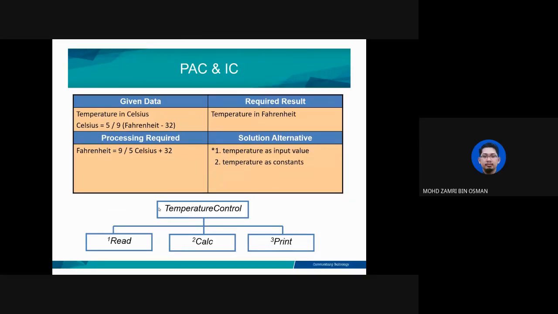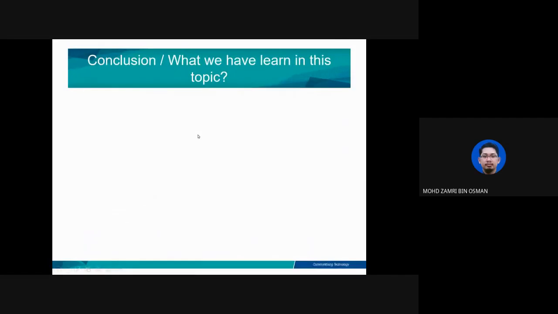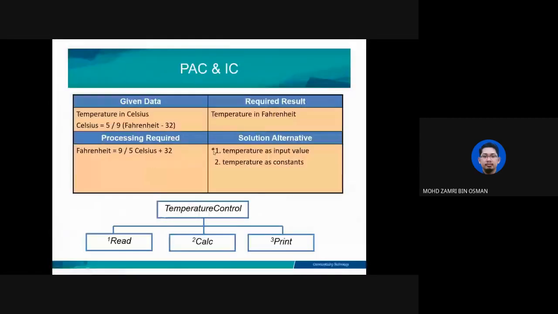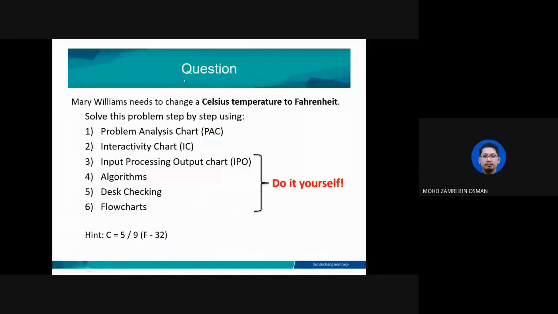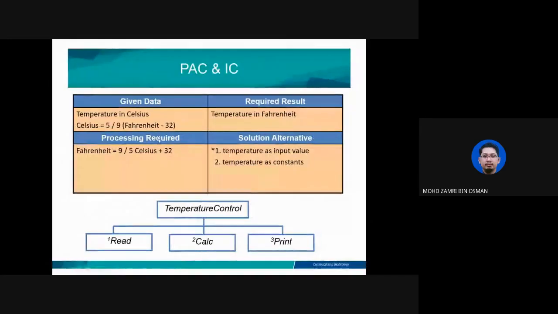For PAC and IC, you may continue with the input, IPO, the algorithm, desk checking, and the last one is the flowchart. All right, so you can try this one. You can try these questions, and we will discuss them in our lab session later on. I will remind you again: try to do the IPO, algorithm, desk checking and flowchart for this kind of case study.